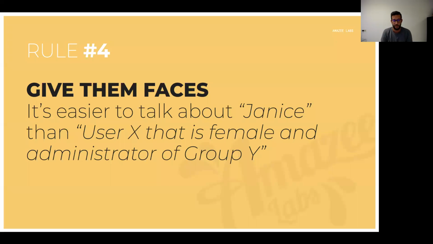Rule number 4, give them faces. That's about your example data, because a developer is already pretty bad at thinking in abstractions, and the average human mind is even worse. And it's hard to communicate about user A, B, C that has these and that properties and keep this in everybody's mind.